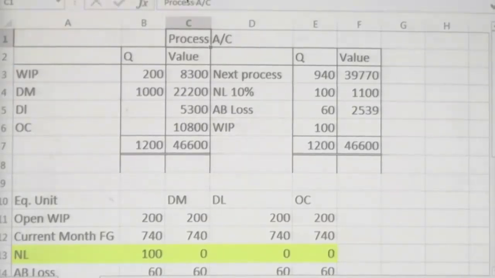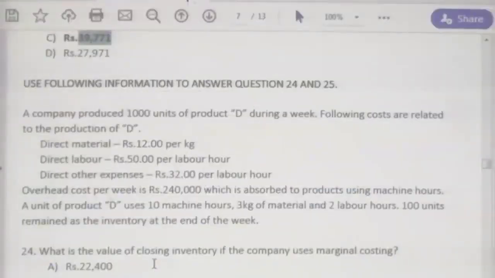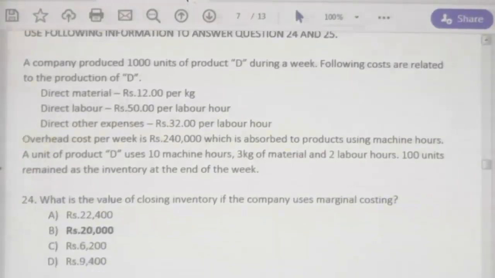Now let's see the question number 4 and 5, because those two questions also go together with the same set of information. A company produced 1000 units of product D during a week.